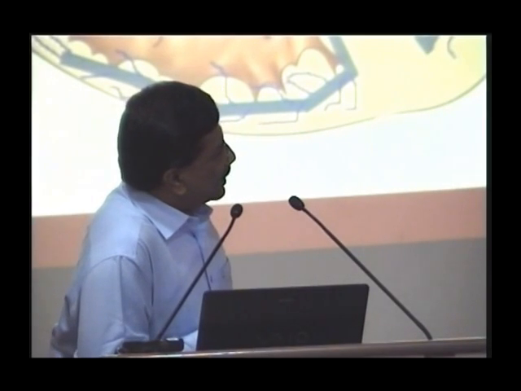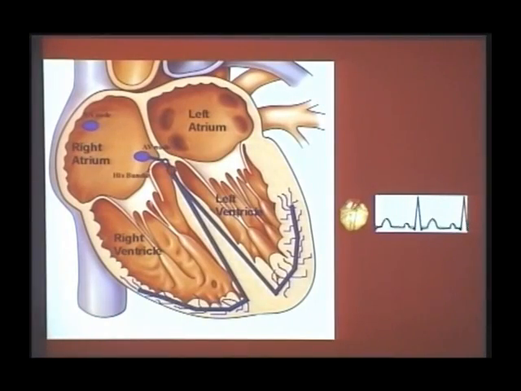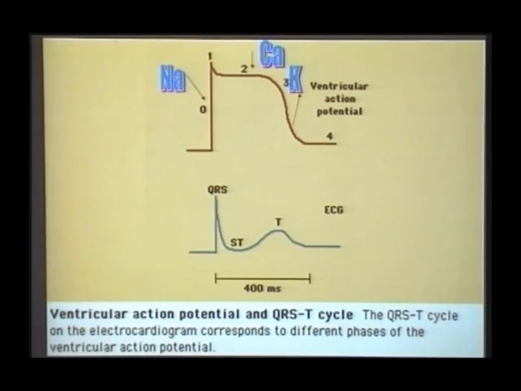Now, this diagram you will keep on seeing again and again. The sinus node produces an impulse, then AV nodal delay, rapid conduction through the Purkinje system, and ventricular depolarization, repolarization. So you have the derivation of the PQRST complex.